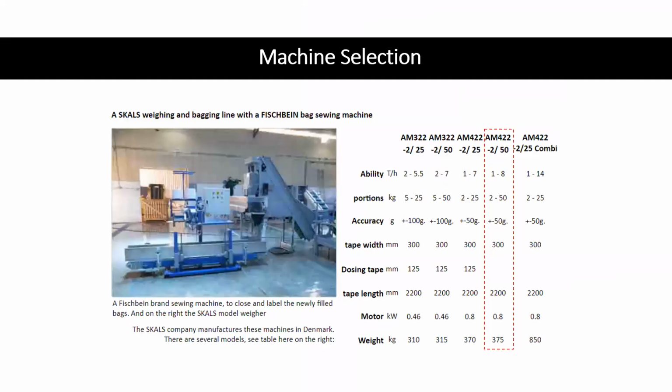We selected this machine because it gives us the capacity that we want. As you can see, it has great accuracy. For this machine, we define two operators: one to put the bag in the mouth of the machine, and another one to switch the mouth of the bag so that the machine can sew it.